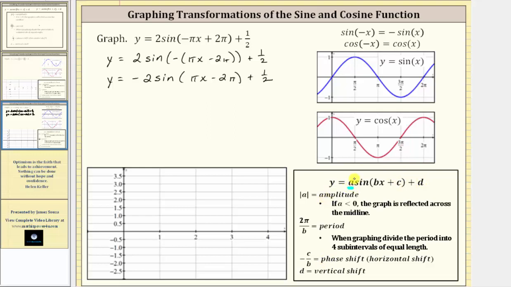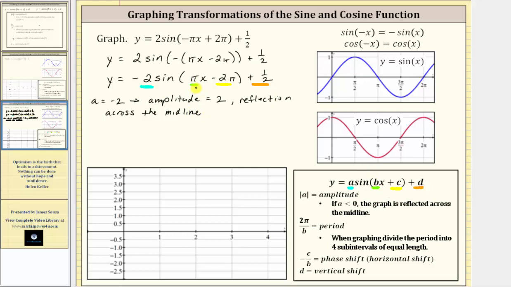Notice a is equal to negative 2, b is equal to pi, c is equal to negative 2 pi, and d is equal to positive 1/2. Because a is equal to negative 2, the amplitude is equal to the absolute value of negative 2, which is positive 2. So we know the amplitude is equal to positive 2. Because a is negative, though, the graph is reflected across the midline. So let's list that as well. We have a reflection across the midline.